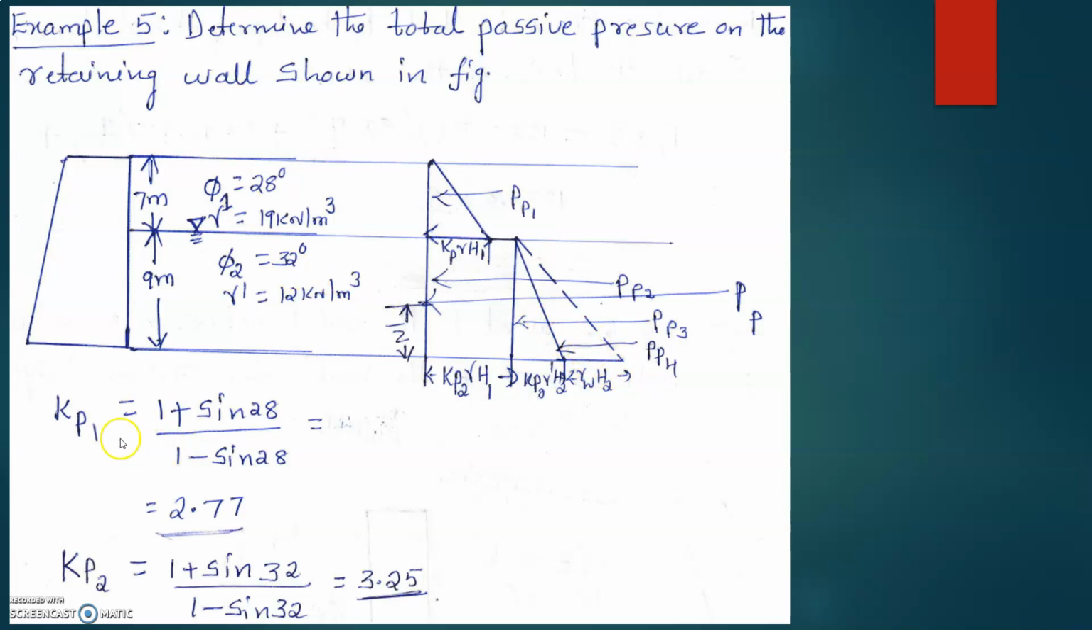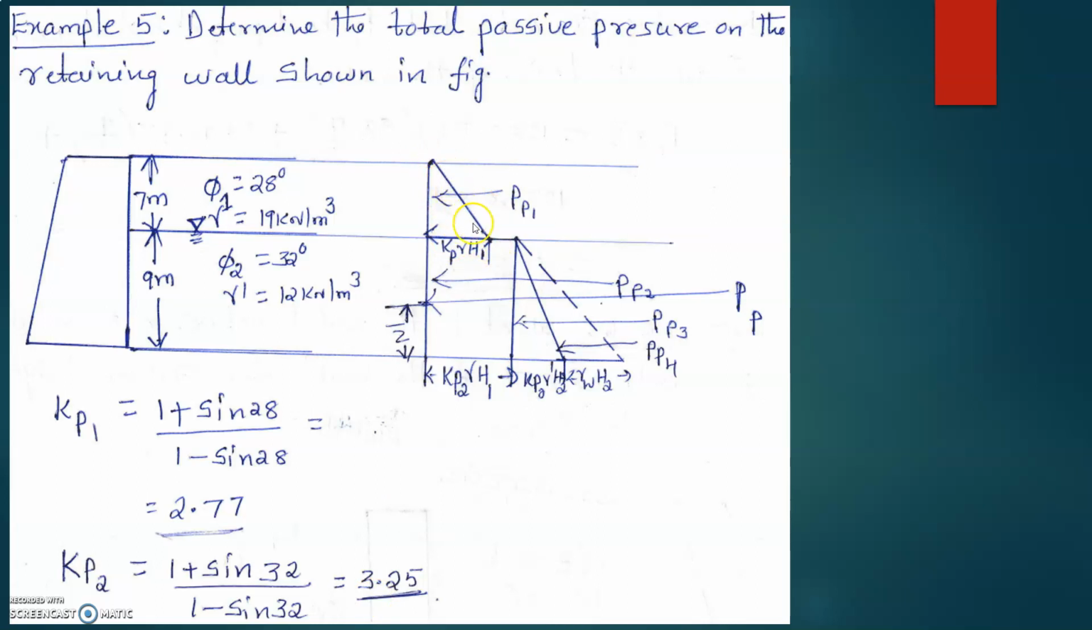Okay. So let us first find Kp1, that is 1 plus sine phi divided by 1 minus sine phi. Phi is equal to 28 degrees in the first case. So that is 2.77. Then Kp2, that is 1 plus sine phi divided by 1 minus sine phi, with phi equal to 32 degrees. So we will get 3.25. Once it is calculated, then you can draw the pressure distribution diagram.